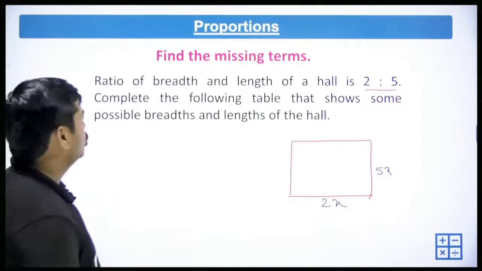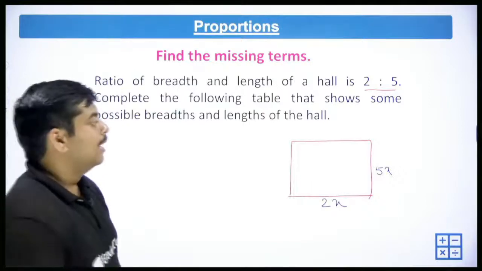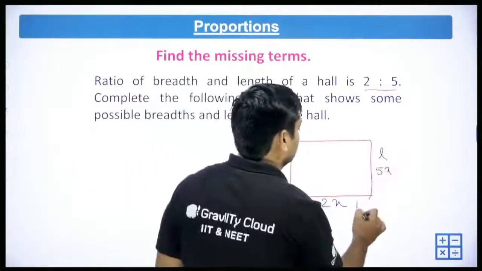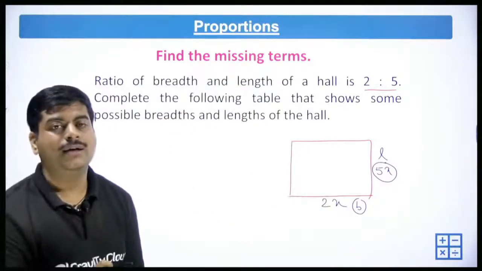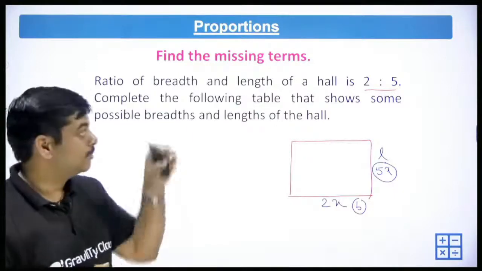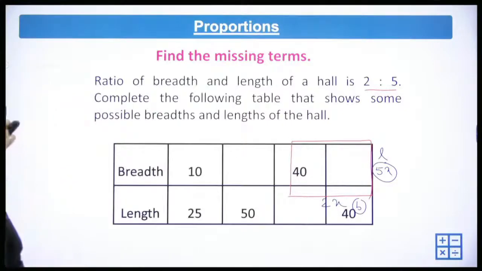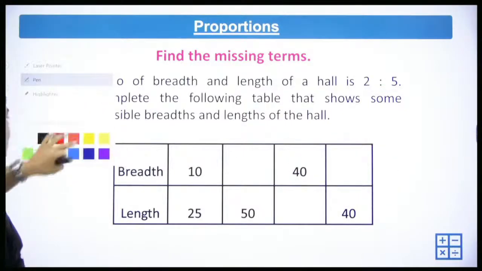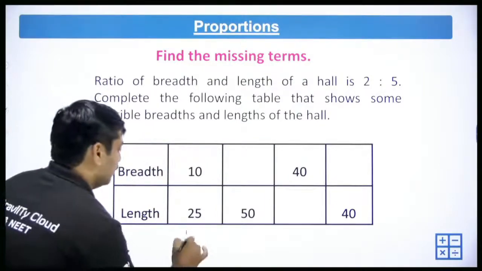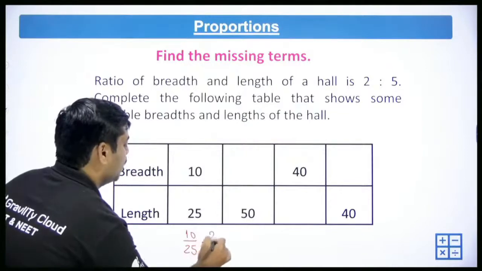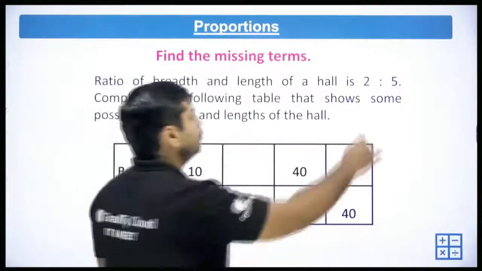Complete the following table that shows some possible breadths and lengths of the hall. Length is 5x, breadth is 2x. So using this ratio, we need to find some other types of rectangles possible, some other halls with different dimensions. You can see here carefully. Breadth is 10, length is 25. Is that correct? 10 by 25 will give you 2 by 5 if you divide by 5. Yes, we got 2 by 5.